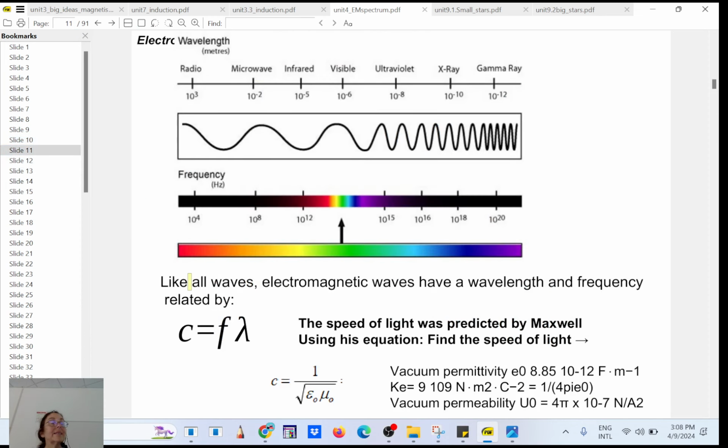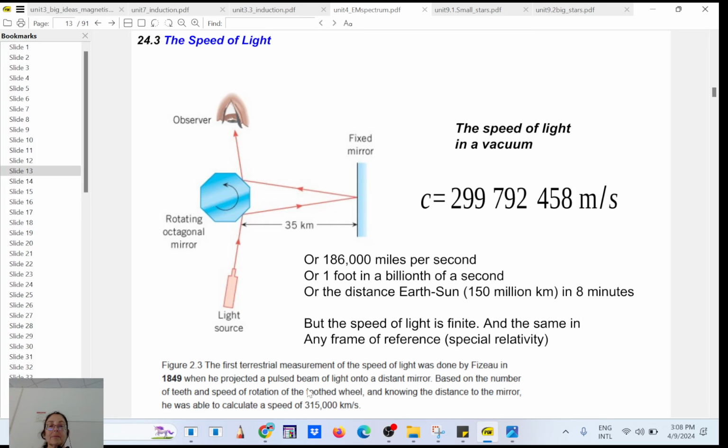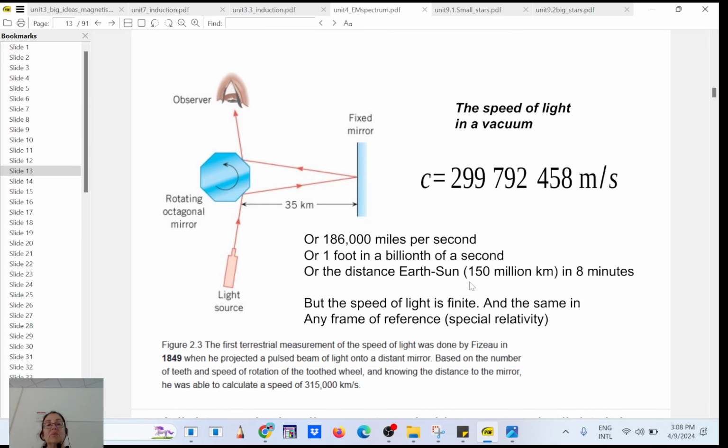So isn't that amazing? That will be the speed of light. So then you have the experiment done. I'm not going to show you the video because people tend to fall asleep today, but I will upload it in Canvas. That will show you how the speed of light was measured.